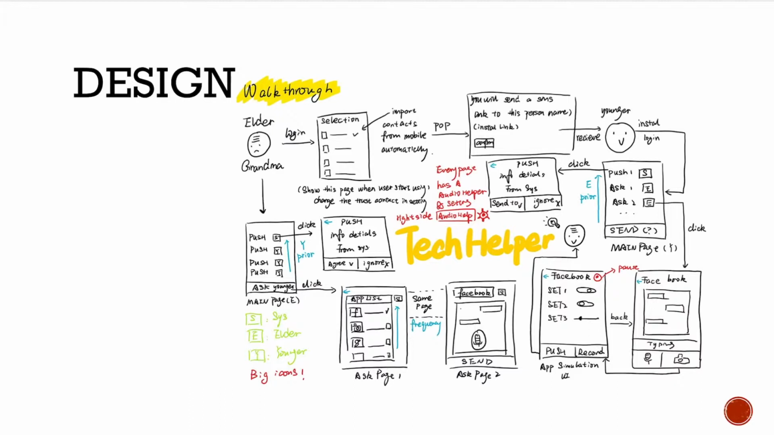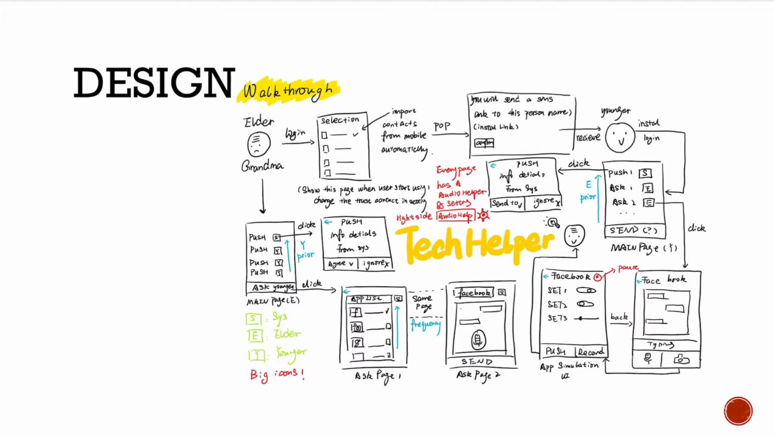Then the second part is the younger view. When the younger one installs this application, the main page has a lot of asks and pushes from the system. The asks are from the older one. And the user can also see the information details from this application, and can choose to send it to the elder or just ignore it.